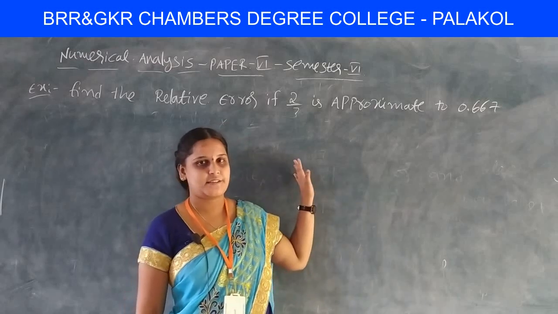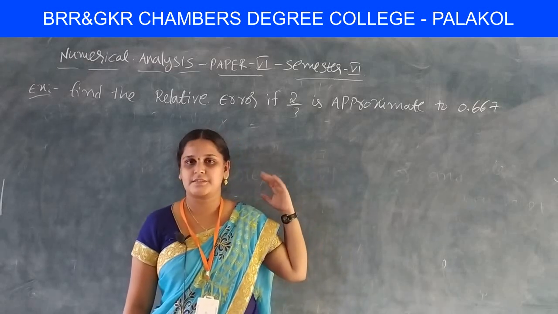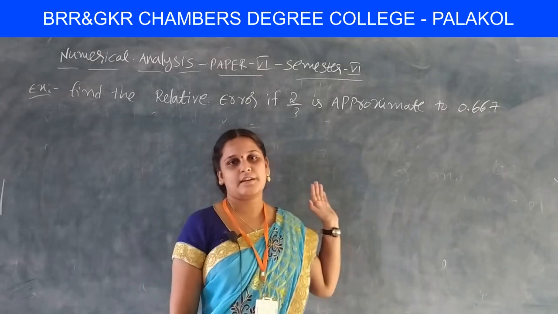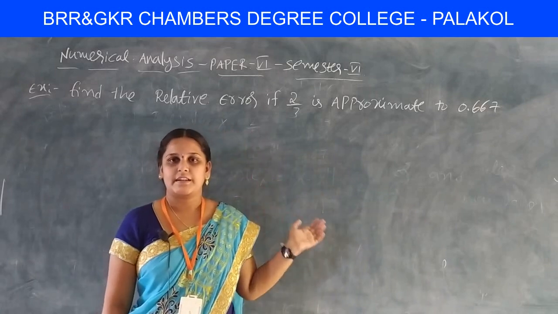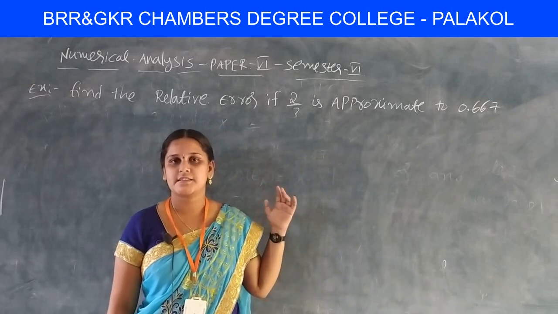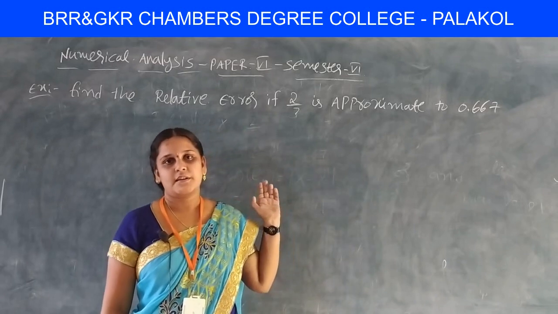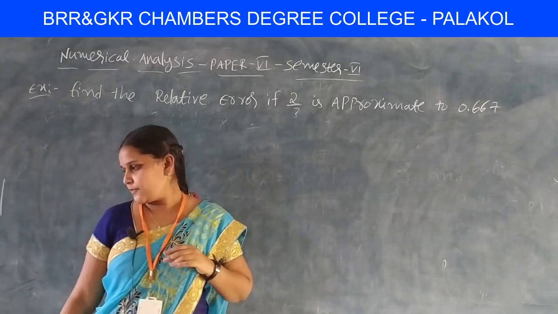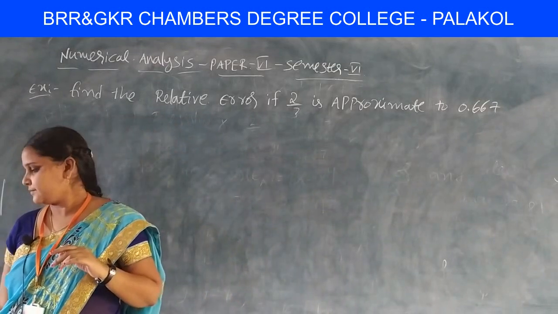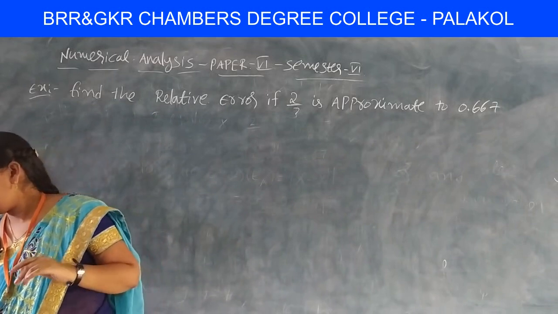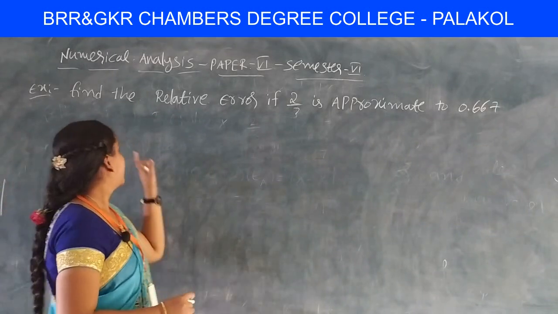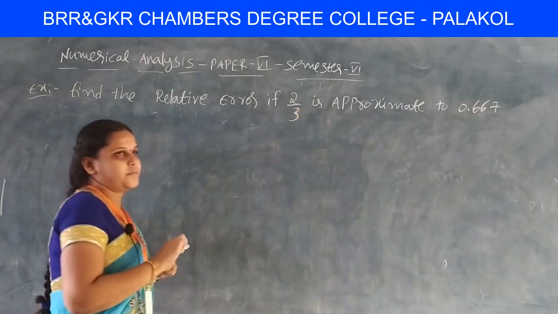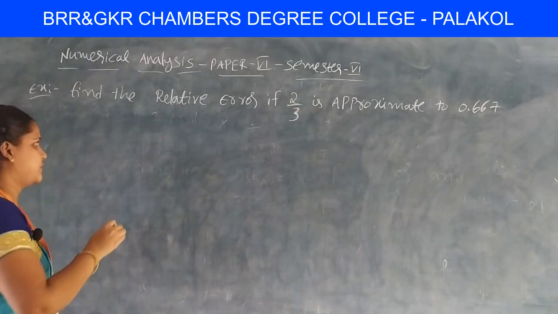Dear students, in this section, absolute error, relative error and percentage error with example problems. The previous section covered the definition of numerical errors, significant digits, rounding of errors, and also different types of errors. So, consider one of the example problems: find the relative error if 2 by 3 is approximated to 0.667.